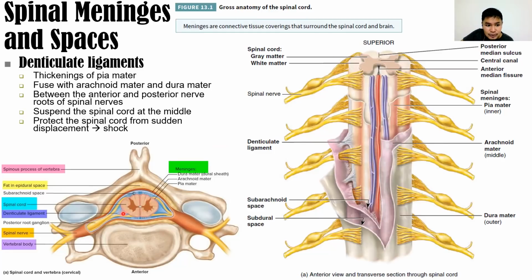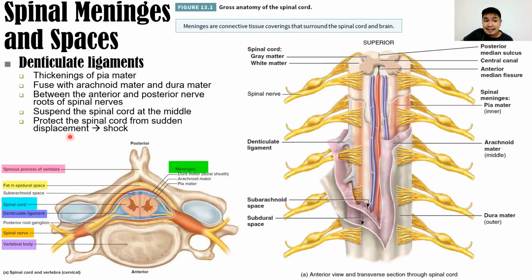So here in this picture, your denticulate ligaments are this one. Okay, so it suspends the spinal cord at the center. It's located between the anterior and the posterior nerve roots of the spinal nerves. This is the posterior nerve root. This is the anterior nerve root. In between, they are found in between the nerve roots.